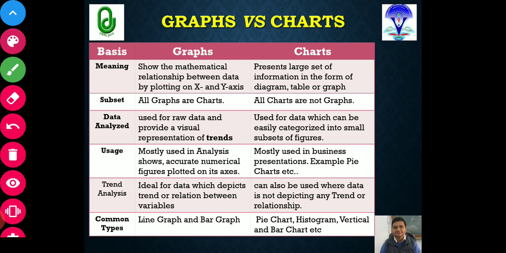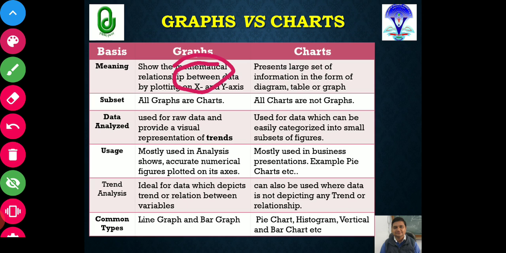These differences have been classified on various bases. First, we will see the meaning. A graph shows the mathematical relationship between data by plotting on the x and y axis. In a graph you will get x and y axes, and there should be some mathematical relationship between the two traits we are plotting on these two axes.